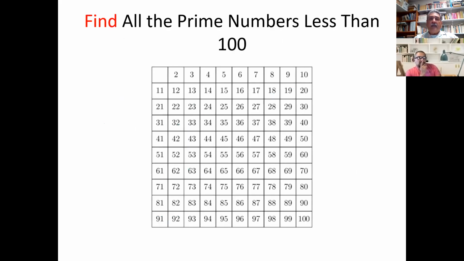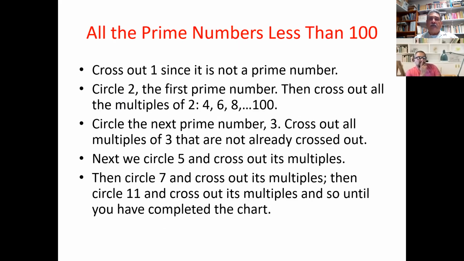Now, for example, if you want to find the prime numbers less than 100, this is a way to do it. You cross out 1 since 1 is not a prime number. You circle 2 because 2 is a prime number. 2 can only be divided by itself or 1. Then cross out all the multiples of 2: 4, 6, 8, and so on.